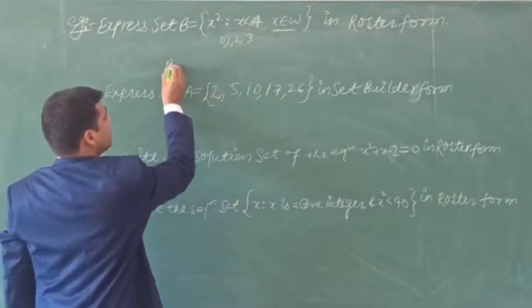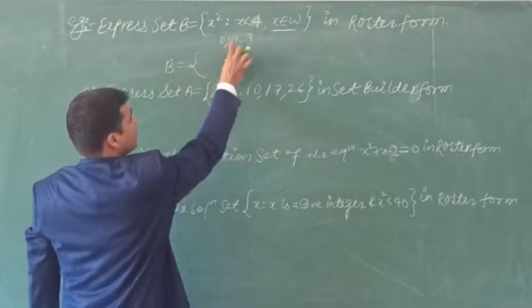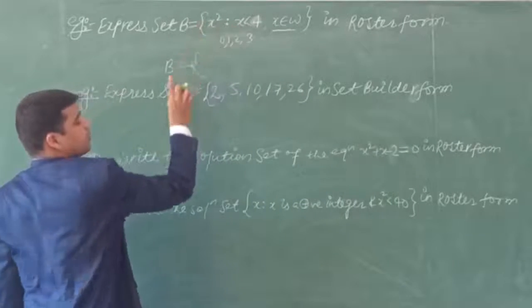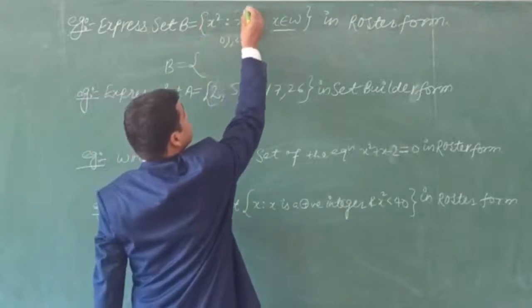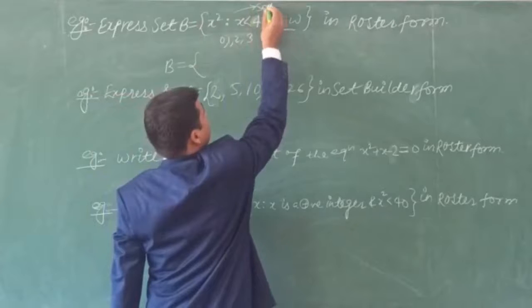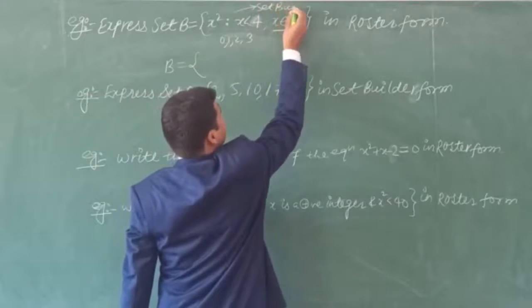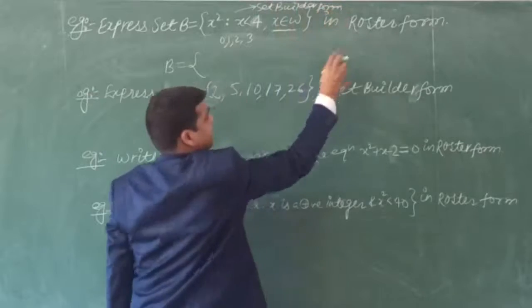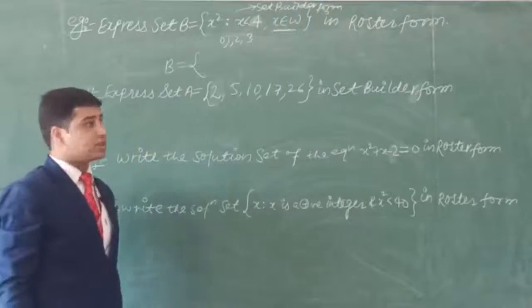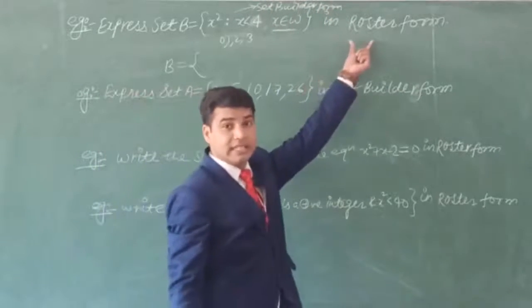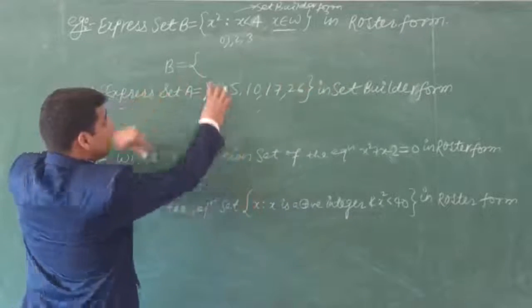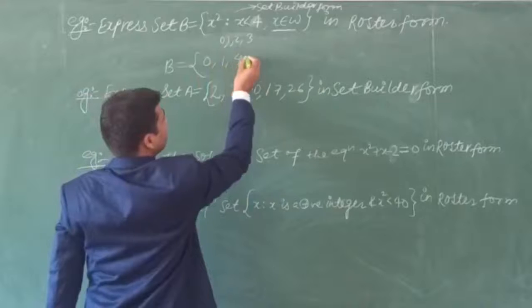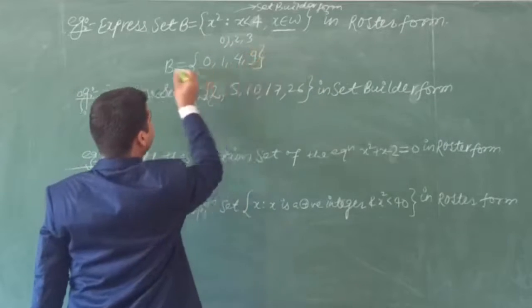Now this one is actually set B. What we have to do is take the square of these numbers, x squared with x less than 4, because this is given in set builder form, or you can say property method. And we need to convert it to roster form. We know that in roster form our answer will always be numerical values. So the square of 0 is 0, 1 squared is 1, 2 squared is 4 and 3 squared is 9. So this is our answer.